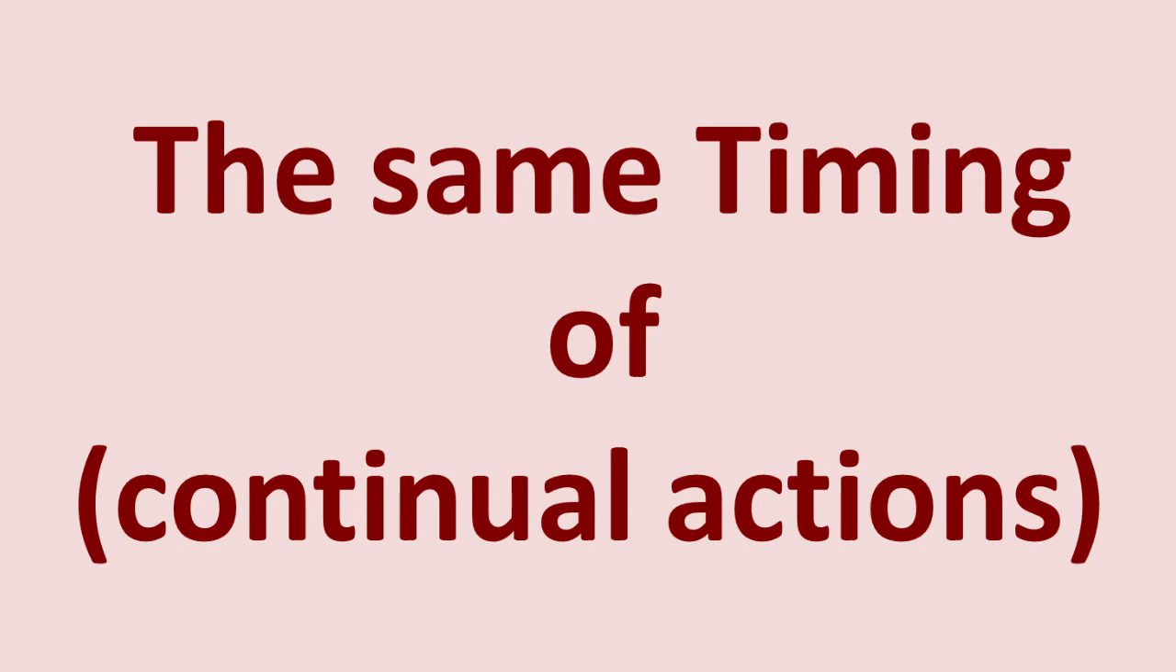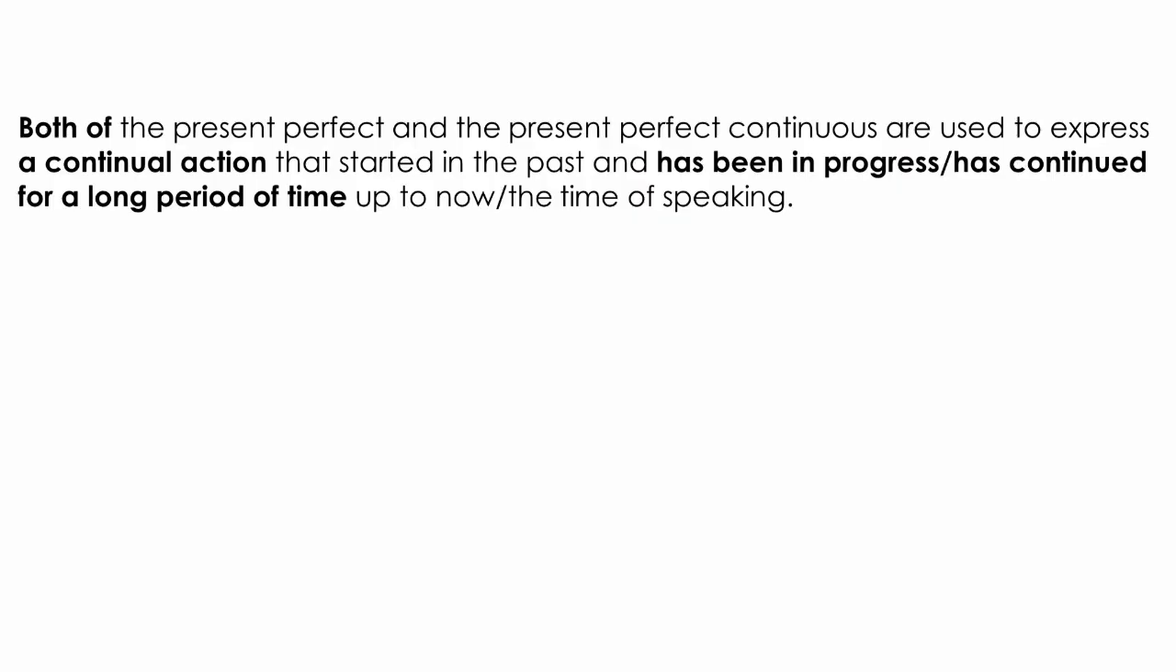The same timing of continual actions. Both the present perfect and the present perfect continuous are used to express a continual action that started in the past and has been in progress or has continued for a longer period of time, up to now or up to the time of speaking.